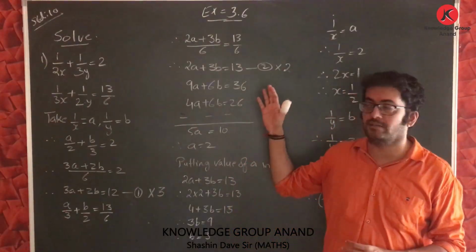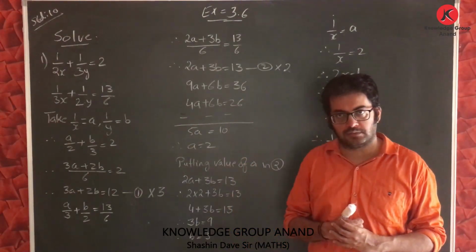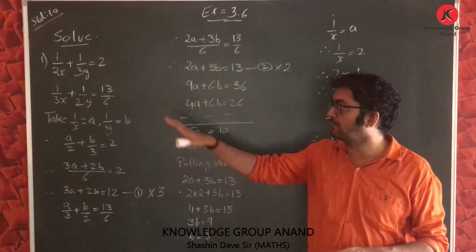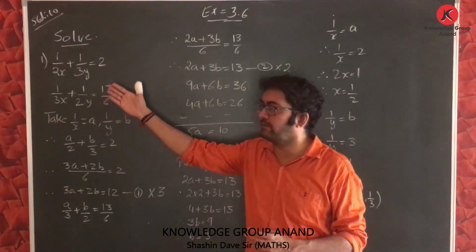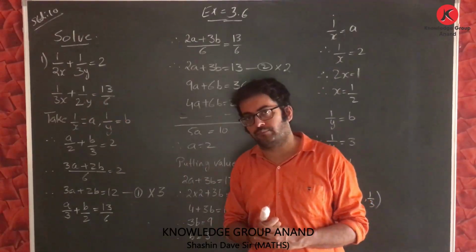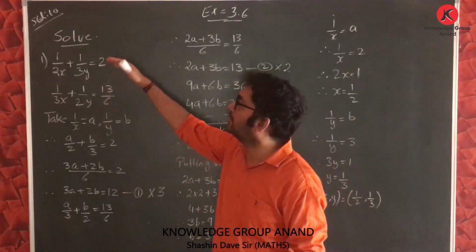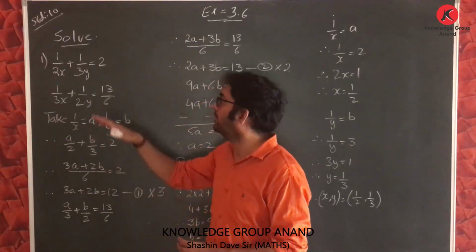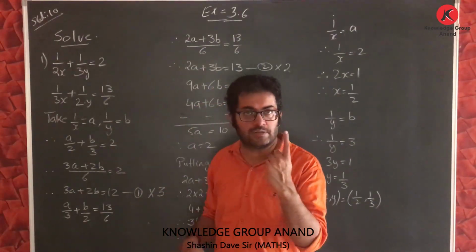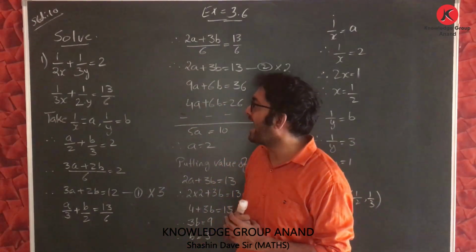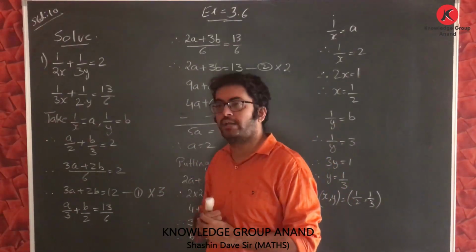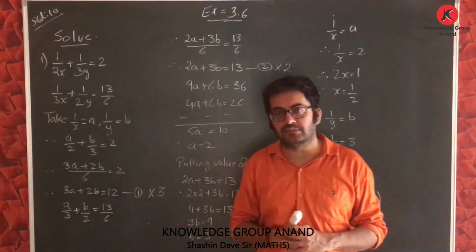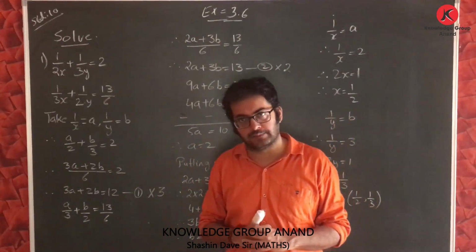So we are starting exercise 3.6, question number 1. There are many sub questions, so we will solve the first question. So the thing is same, the parts with x and y are at the denominator. So what is the question? 1 by 2x plus 1 by 3y is equal to 2, that is our equation number 1. And 1 by 3x plus 1 by 2y is equal to 13 by 6, this is my equation number 2.